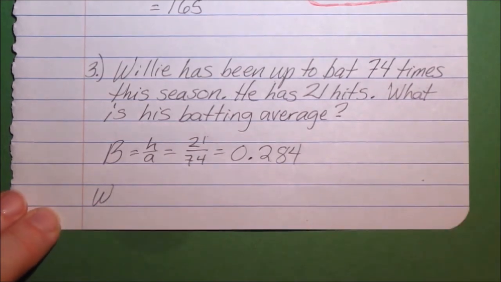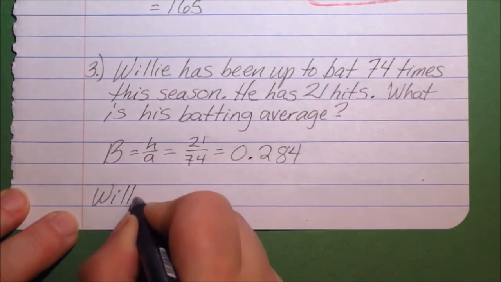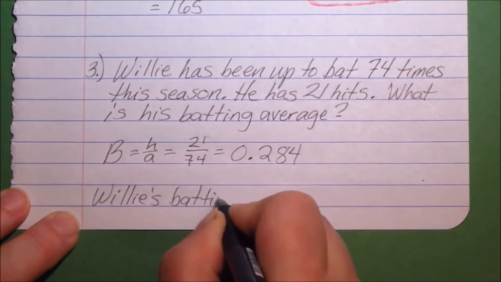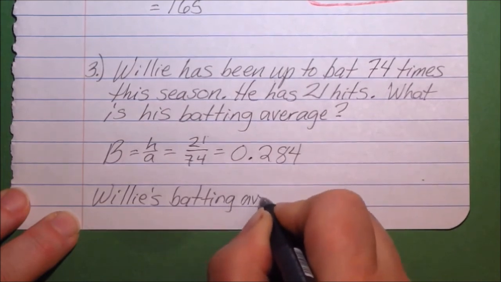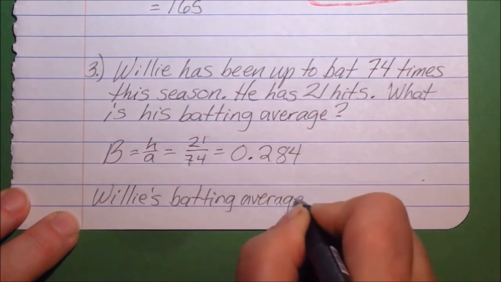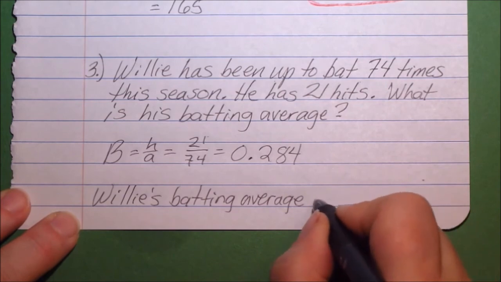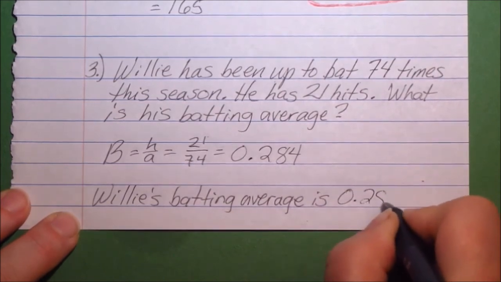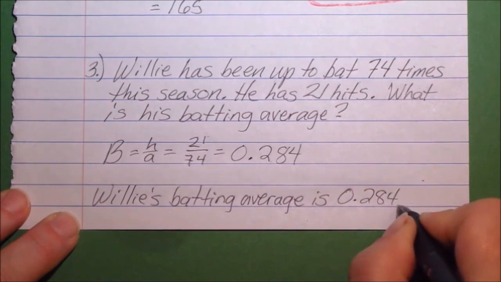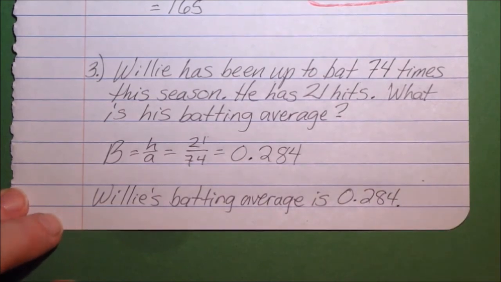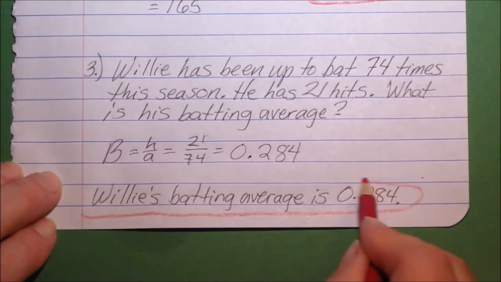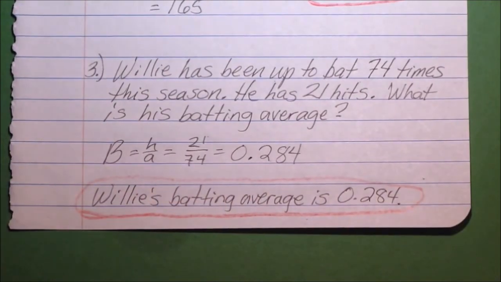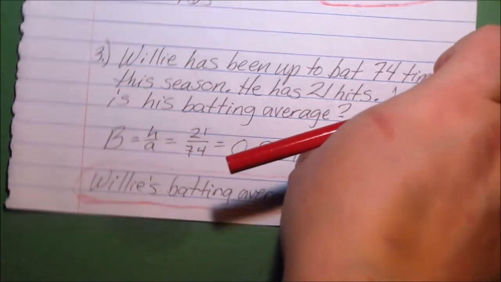All right? So Willie's batting average, I'm going to put it down here. Willie's batting average is .284. Well, that's how they would say it, but we wouldn't read that number that way. All right? That's the answer to problem number 3 in our practice problems. Okay, so that's practice problems.